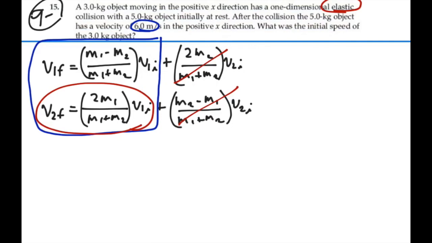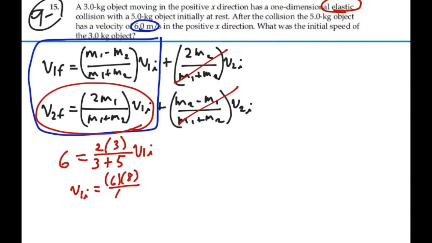So, looking at this, we have that the final velocity of mass 2, which is 6, is equal to 2 times mass 1, which is 3, over mass 1, 3, plus mass 2, which is 5, times V1 initial. We can solve this for V1 initial. In other words, V1 initial is going to equal 6 times 8 divided by 2 times 3, which is 6. The 6's cancel out, and we get 8 meters per second.